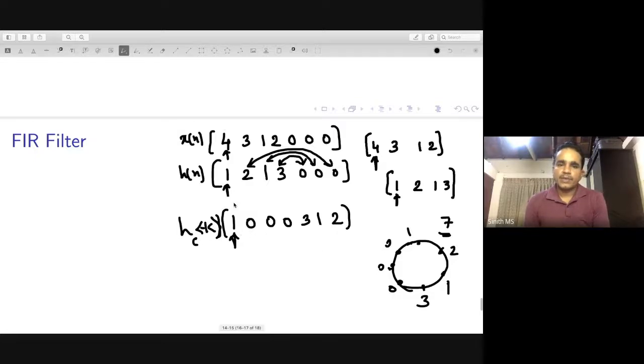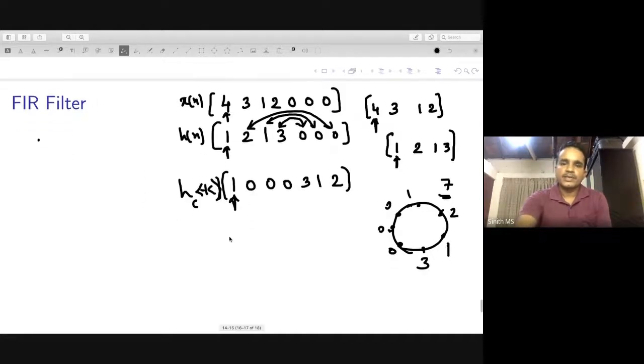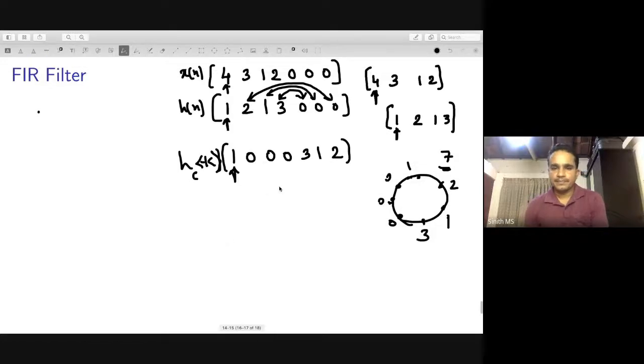Now you have to multiply these two and add to get y of 0. So what will be y of 0? To get y of 0, you multiply them and add. So 4 into 1, 4. These are all zeros. These are also zeros. So y of 0 is 4.